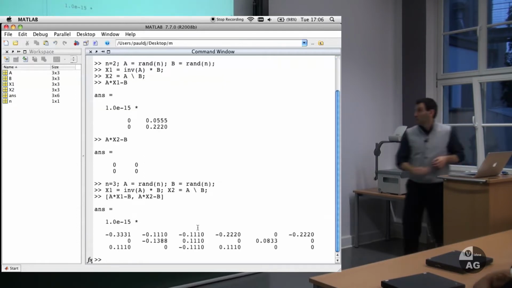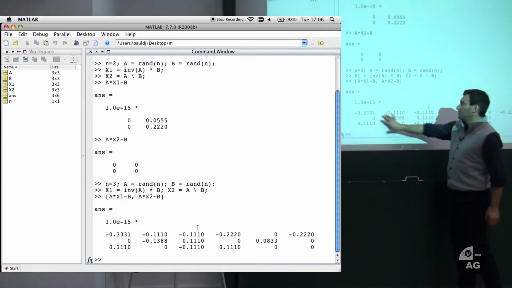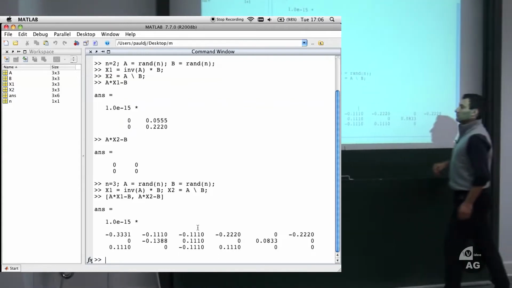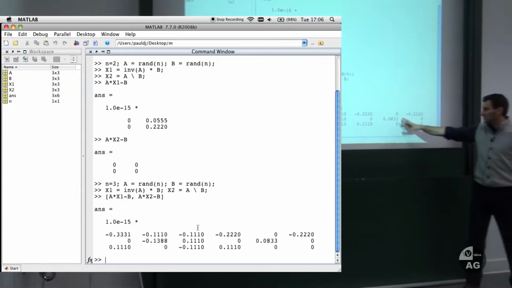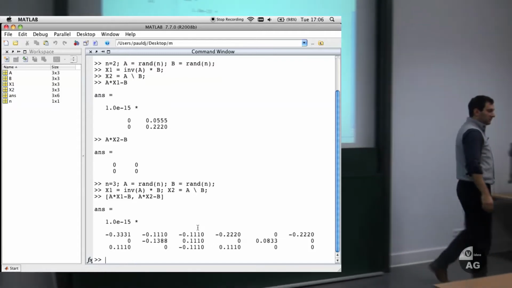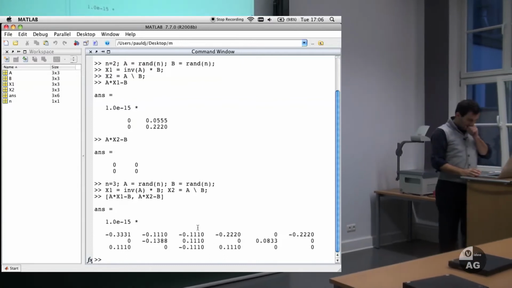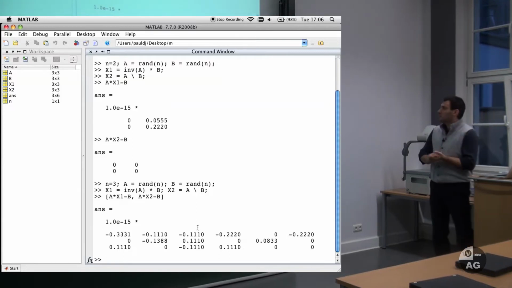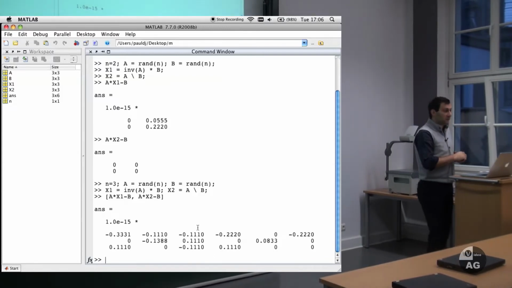Okay, so this is the residual for the first solution method, and this is the residual for the second. Yes, there are some zeros, but there is no significant difference here in terms of error. Okay, I don't want to say more. So it looks like I have computed the same thing.